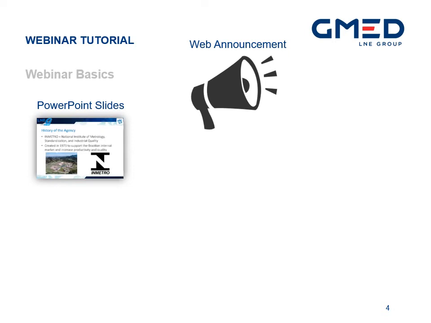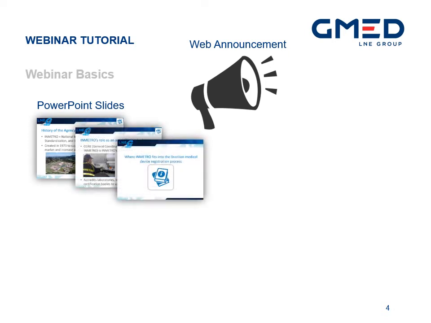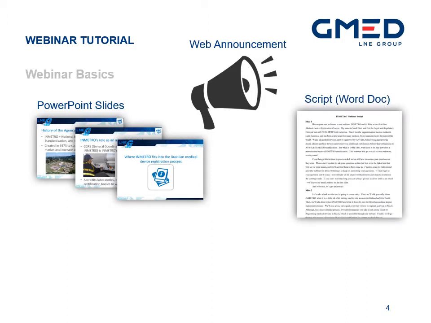Next are the PowerPoint slides. This is the visual aspect of your presentation that you will go through on your webinar. Then you have your script. Your script, of course, is a Word document that you will use to read your audio narration from. You plan out what you want to say slide by slide to accompany your visuals.